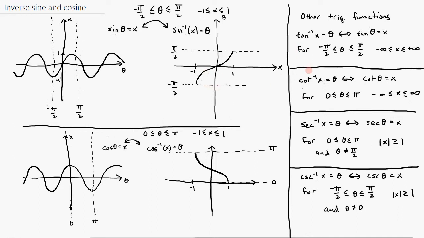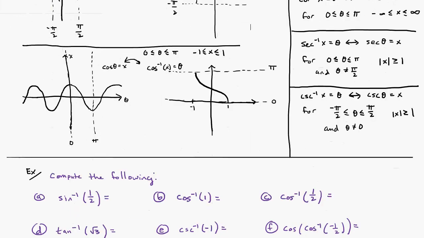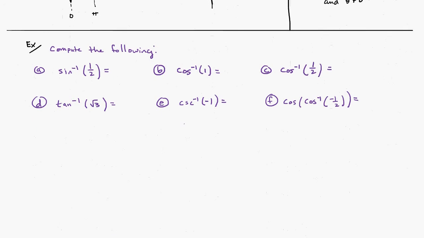So let's compute some function values for the inverse trig functions. Okay, so here we're going to try to compute some function values. In A, we want to find the inverse sine of 1/2. So we think of the angle theta, and the angle has to be in radians, such that if you apply the sine function, you get 1/2. You'll know that sine of 30 degrees is 1/2, and 30 degrees is pi over 6. So sine of pi over 6 is equal to 1/2. So that means this is the value of the inverse sine.